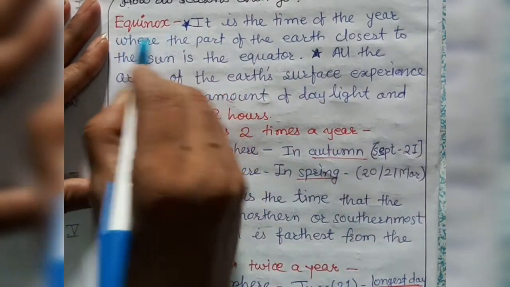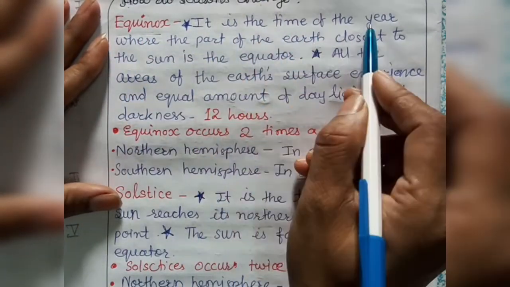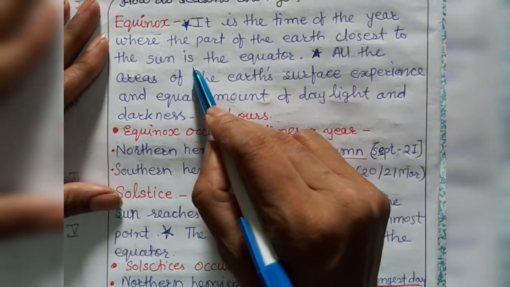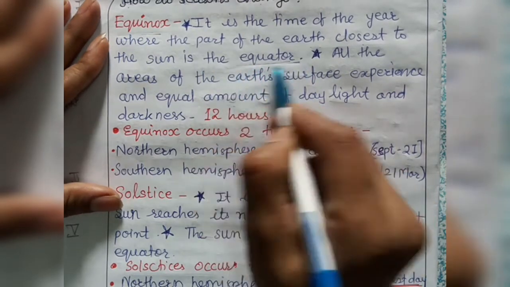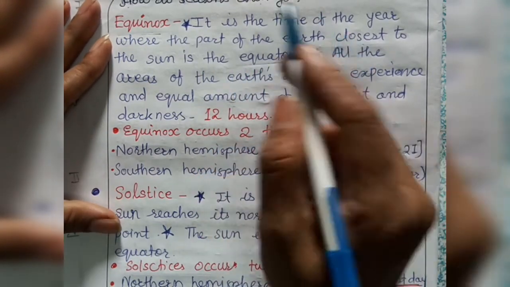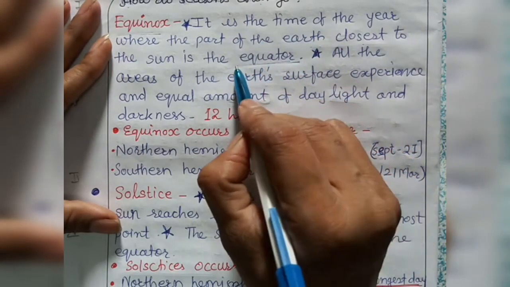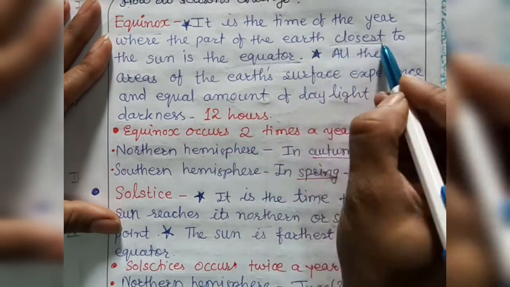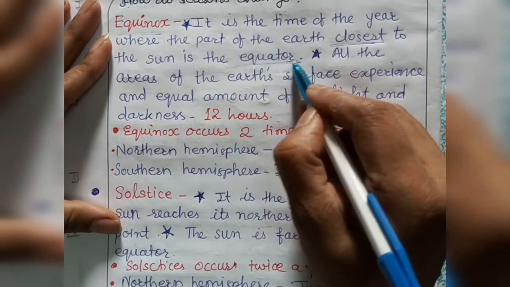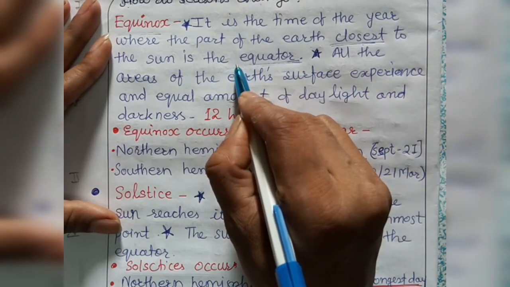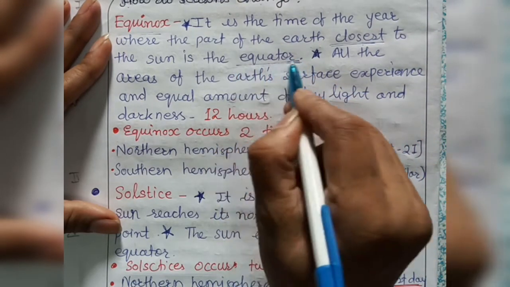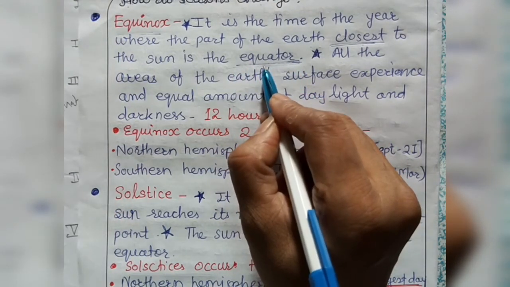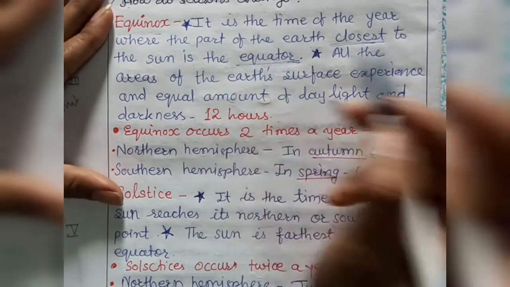Okay, see, what is equinox? It is the time of the year when the part of the earth closest to the sun is the equator. That means when the earth is revolving around the sun, the equatorial region is in front of the sun, closest to the sun. So all the regions or countries lying in the equatorial area are getting direct sunlight.